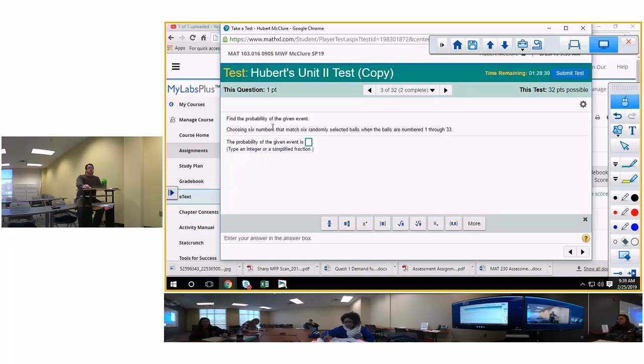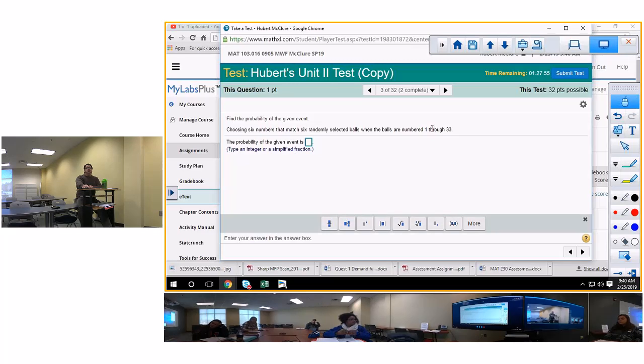All right, choosing 6 numbers that match 6 randomly selected balls when the balls are numbered 1 through what? 33. Now, this is one of those questions because this book sucks. Does it say that you bought a ticket? No. Does it say that you are winning? No. But then it says type as a what? Fraction. So they're telling you that you bought a ticket, but they don't tell you in the directions. This is the question right here that I don't like because it confuses the student. So we're going to write it like it's winning because it says a fraction. So we're going to put it over 1.